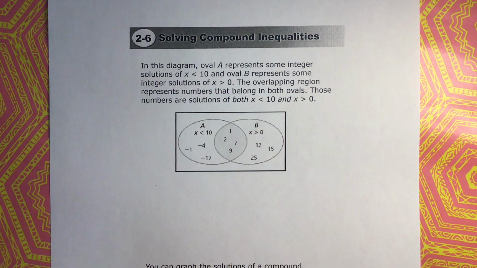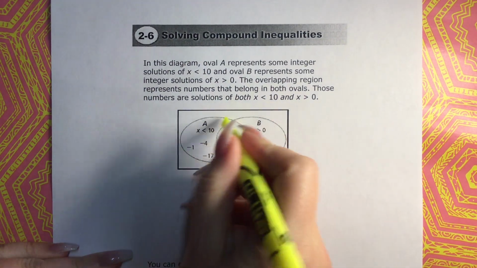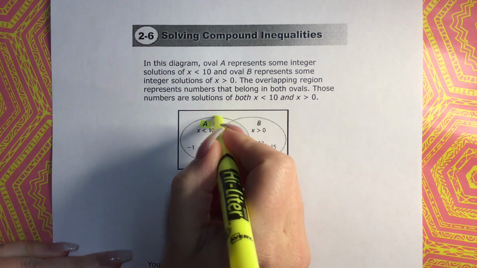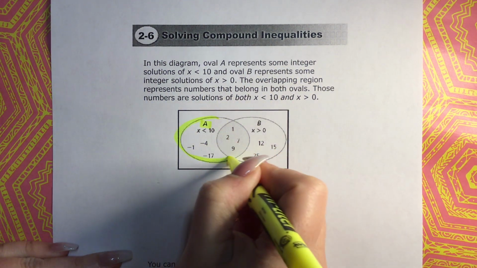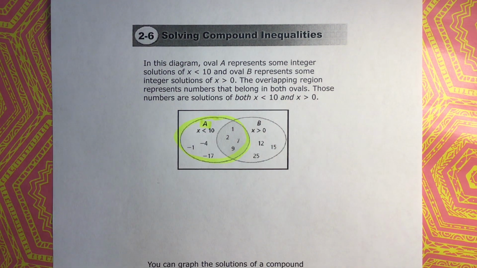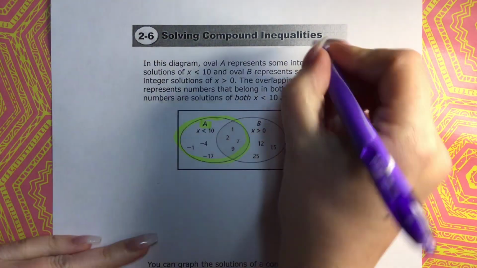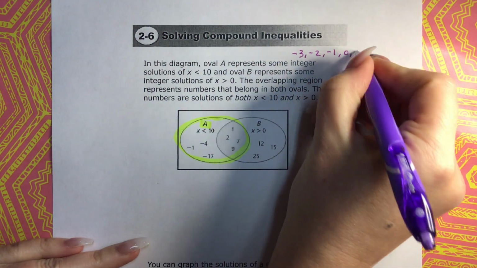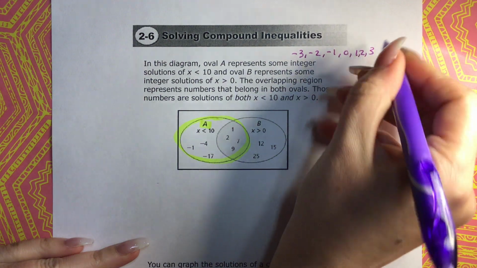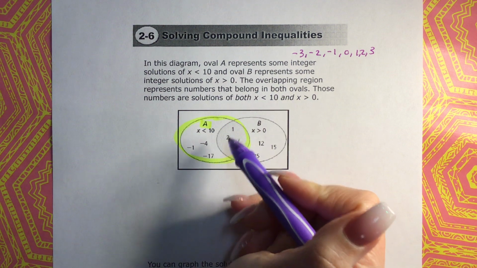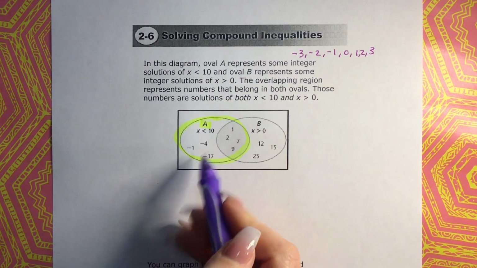In this diagram, oval A right here represents some integer solutions. And remember the word integers, that means positive and negative whole numbers. So like -3, -2, -1, 0, 1, 2, 3. Those are all integers, but no decimals or fractions. So oval A represents some integer solutions.